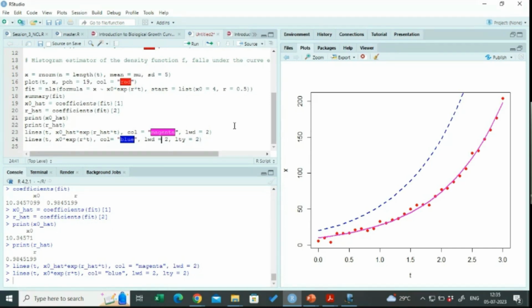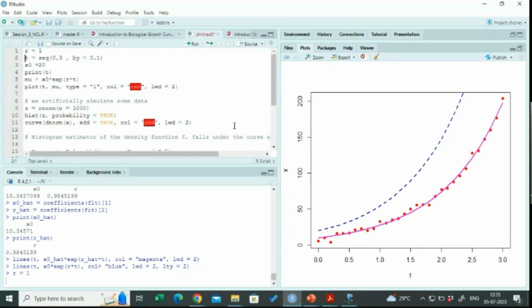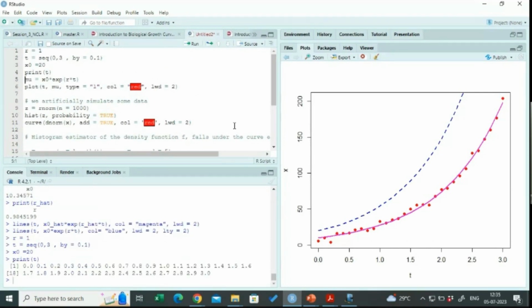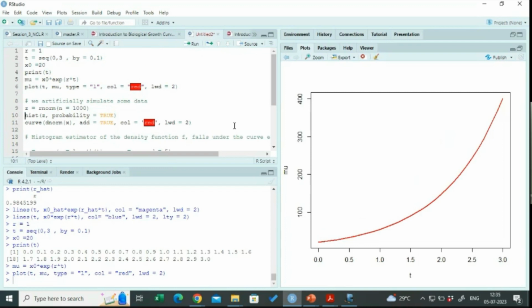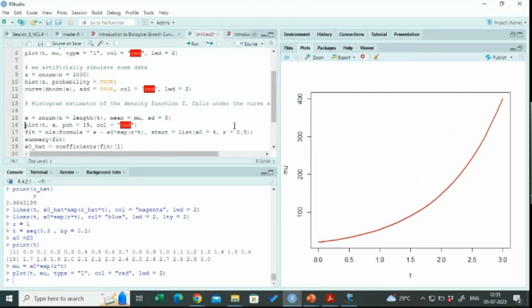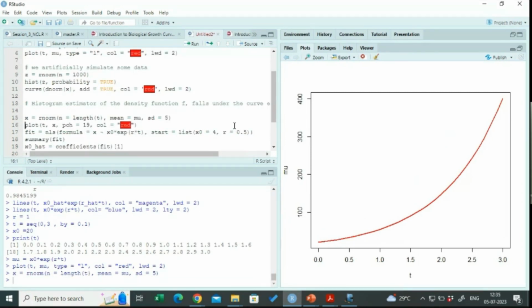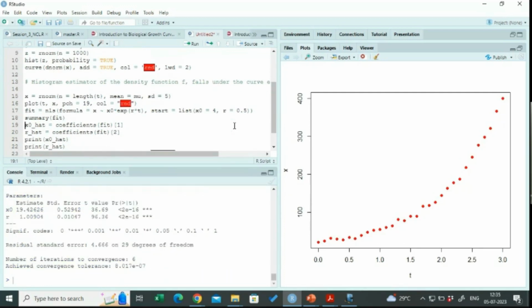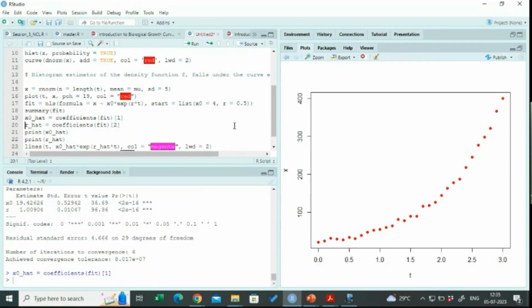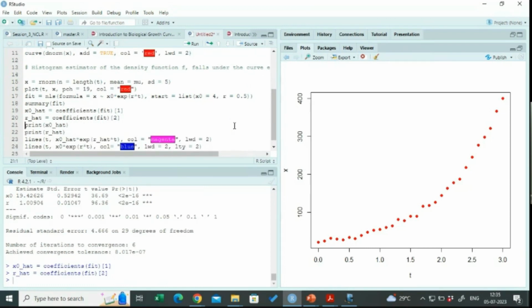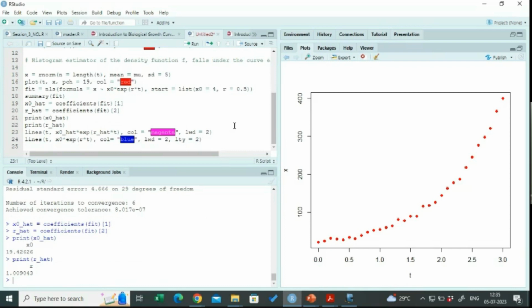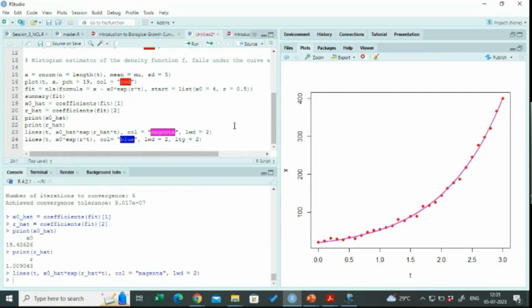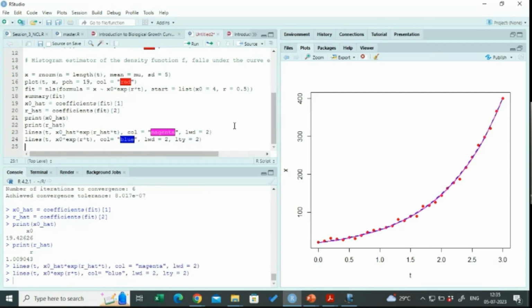Let me just check out. X0 is already a given value. It should not go that much beyond. This is the actual plot. This is the data plot. This is the summary of this fit: X0 hat and R hat. This is going to be the right R hat. And this is the line, and we see that yes, I think some other values got stored there.